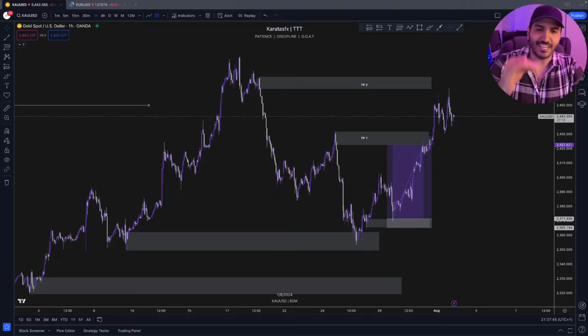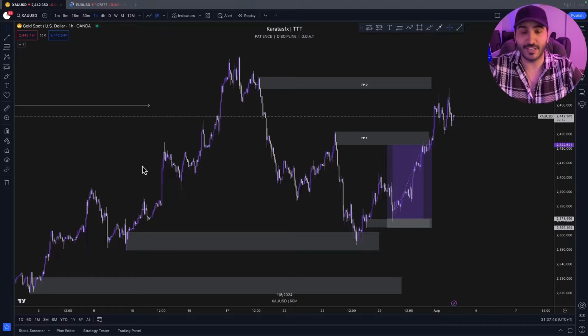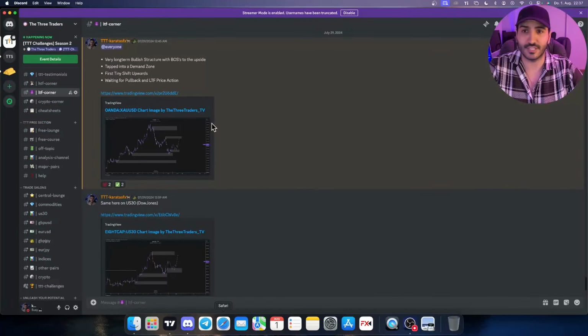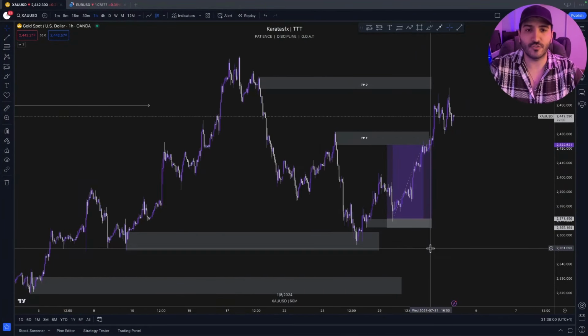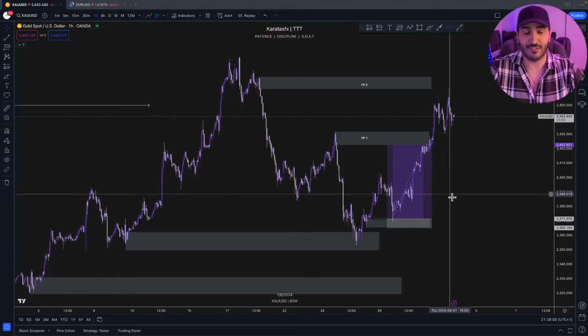And before this trade even happened, I shared it in our Discord community. Here you can see that was my analysis before it happened. This here is my checklist, and now I'm gonna break down for you guys why I executed these nice long positions on gold to take it up to these levels as you see.